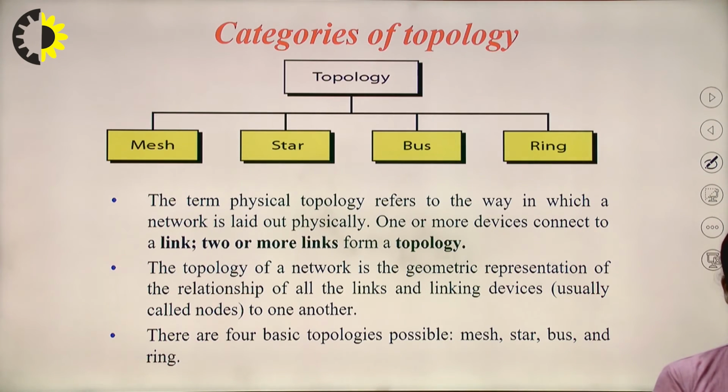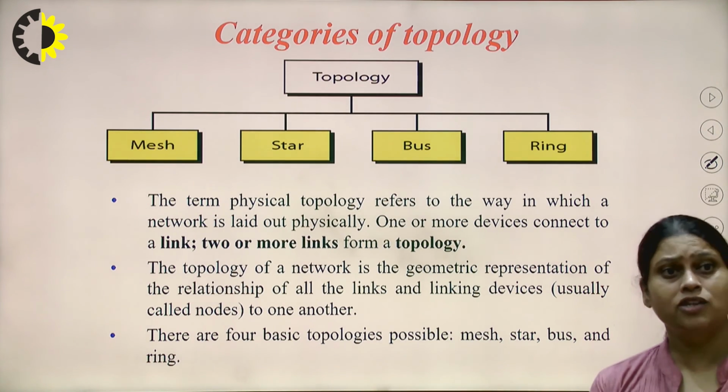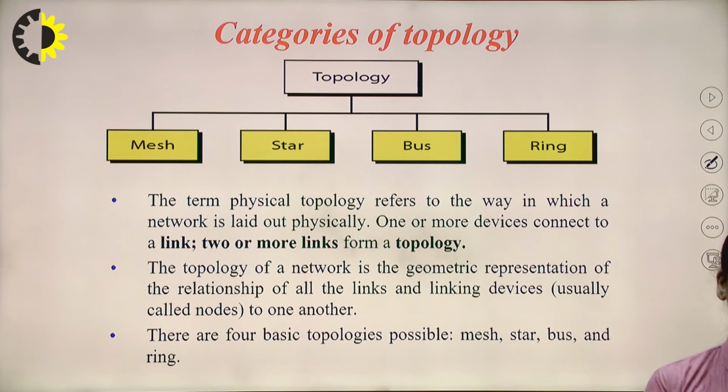Now, we come to the categories of topology. Before going to the types of topology, first of all, we have to know the concept of topology. What is topology? Topology is basically a method of connecting the network. How can we connect the networks? There are a number of methods for connecting a network or connecting the devices. This physical connection of the devices is called the topology. So, the term topology refers to the way in which a network is laid out physically.